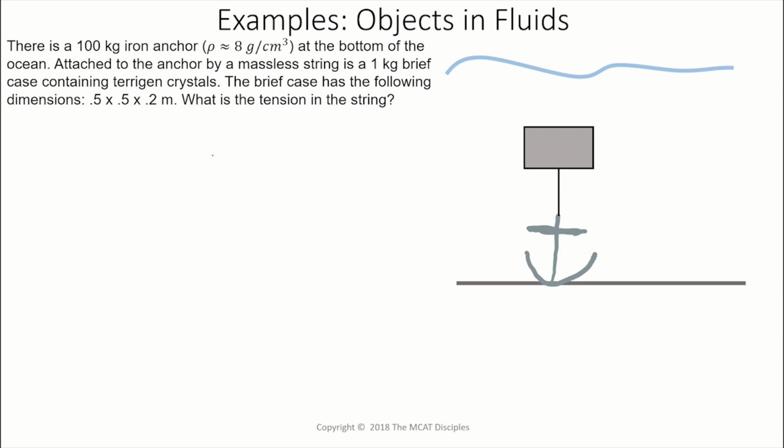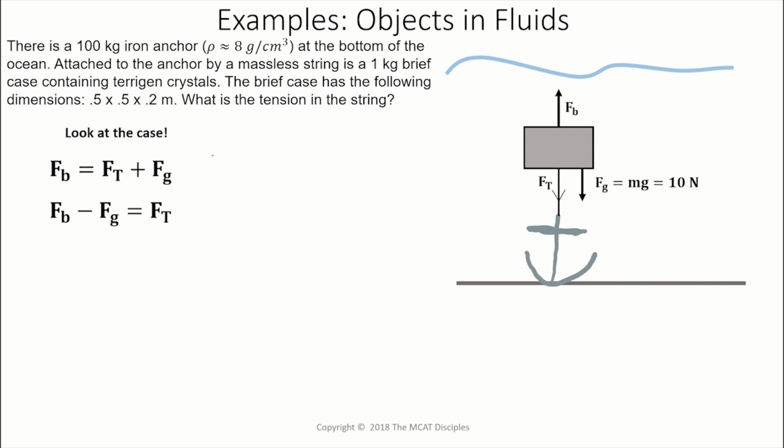So the forces acting on the briefcase are the force of gravity downward, which is just equal to 10 newtons, the tension force by the string going downward, and then upward we have the buoyant force, and we can calculate that. This object isn't moving, so these forces have to balance. And so we can say that the buoyant force is equal to Ft plus Fg. We can rearrange for the tension force, and we can just start plugging in our values.